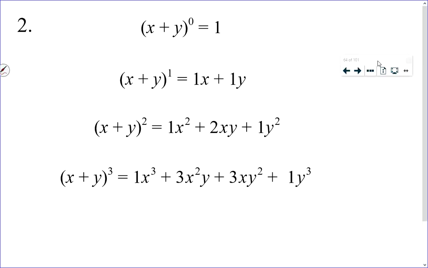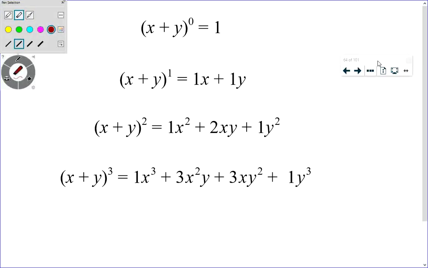I want to point out some things to you, and these are very important in this lesson. You cannot proceed in this lesson without understanding these basic ideas. That if the exponent on the binomial is 0, then you get 1 term in the expansion.